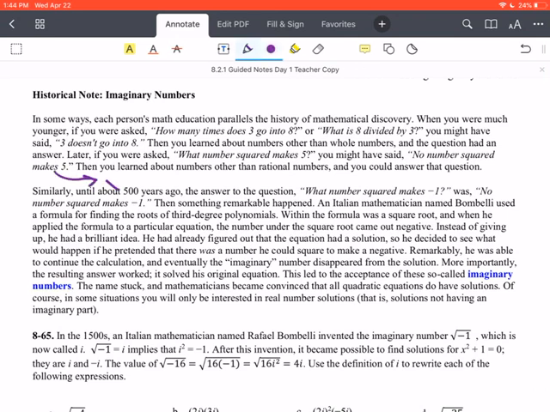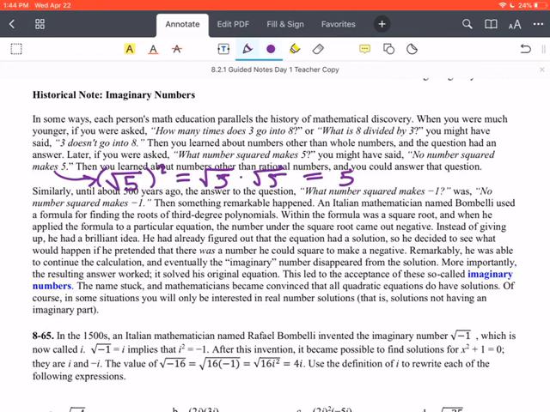What is the answer? It's the square root of 5, because the square root of 5 squared is root 5 times root 5, which any root times itself pops out what's underneath, okay? But that is a very upper level type idea. So similarly, this is the second paragraph, until about 500 years ago, the answer to the question, what number squared makes negative 1, was no number squared makes negative 1.